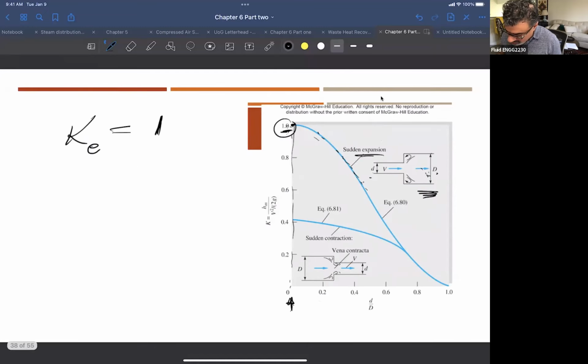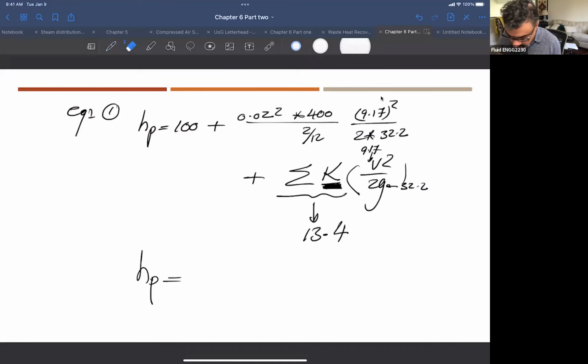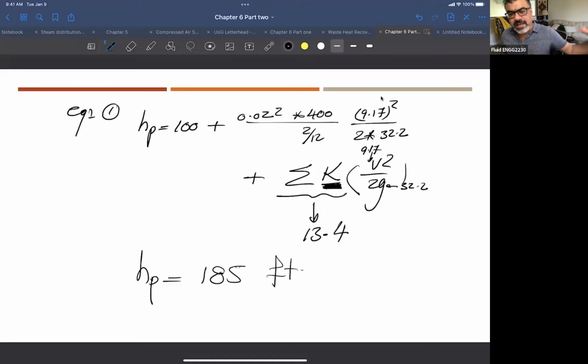Okay, so please forgive me if there is a small deviation from the number here, but again, we're just focusing on the most important piece of information we need to discuss today. So the summation of K here is 13.4. Okay, so in this case, we can calculate H pump, and H pump here is 185 feet.